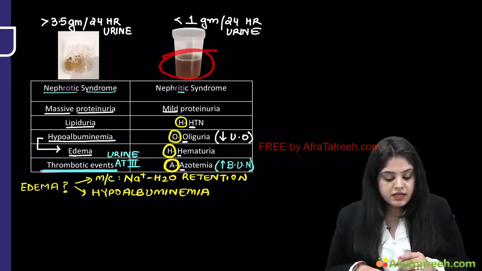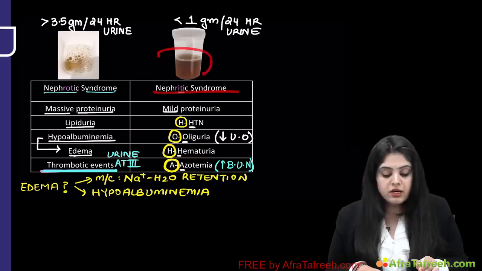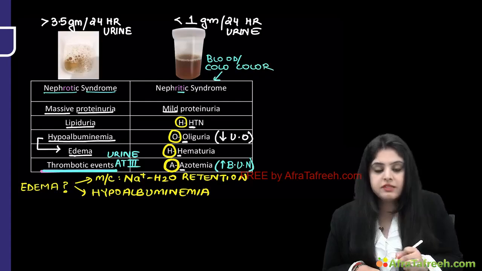So when you start seeing this kind of cola color urine, you will obviously think of hematuria. If you're thinking of hematuria, you will obviously think of nephritic syndrome because you're getting a lot of blood in the urine, right? So if you see a lot of blood in the urine, you will think of cola color, which you famously call, you will think of nephritic syndrome.